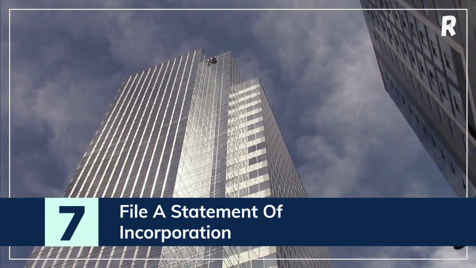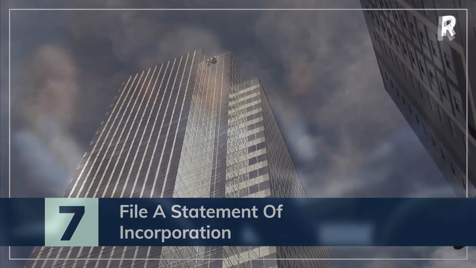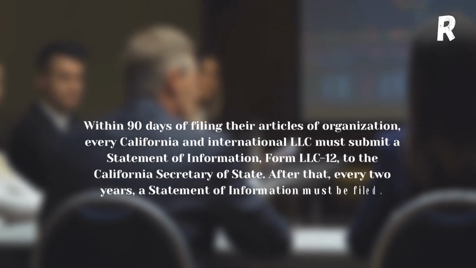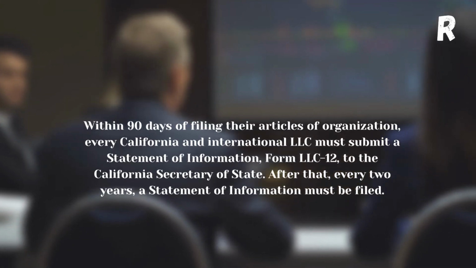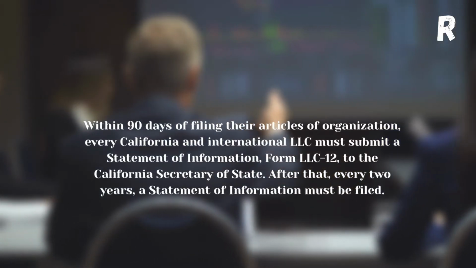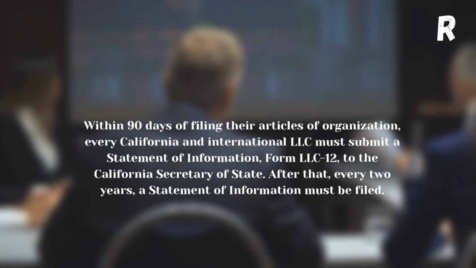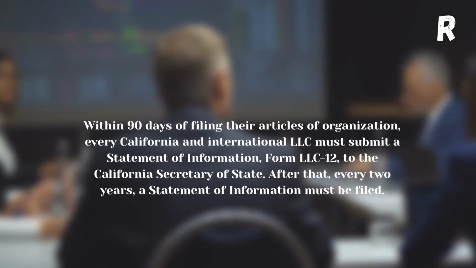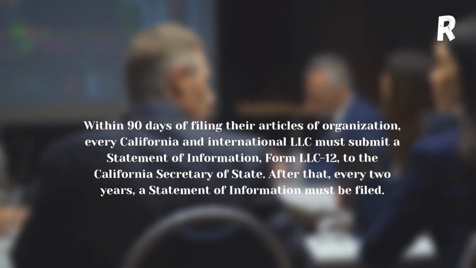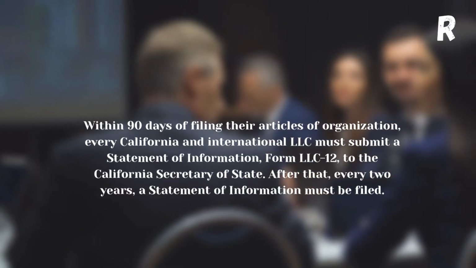Coming to the next step, you have to file a Statement of Information. Within 90 days of filing their Articles of Organization, every California and international LLC must submit a Statement of Information, Form LLC-12, to the California Secretary of State. After that, every 2 years, a Statement of Information must be filed.